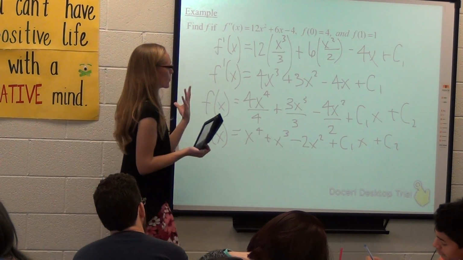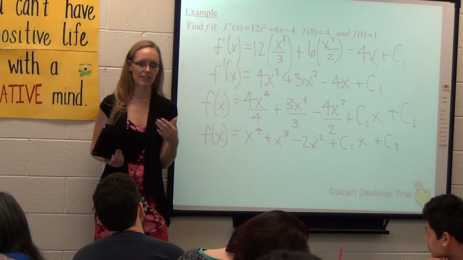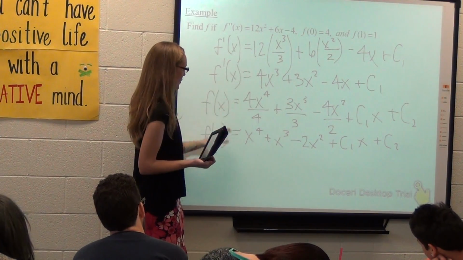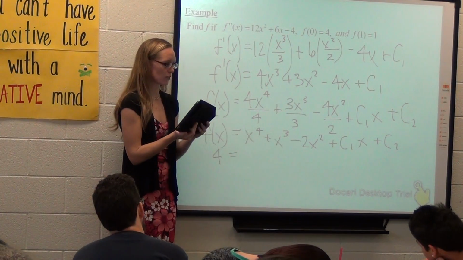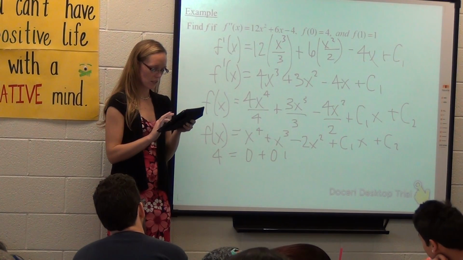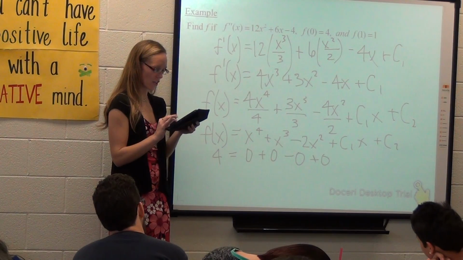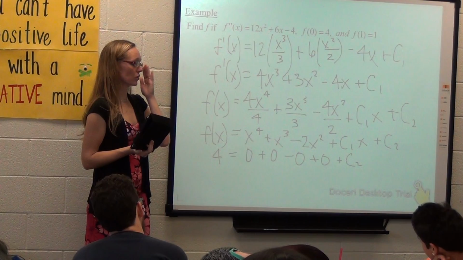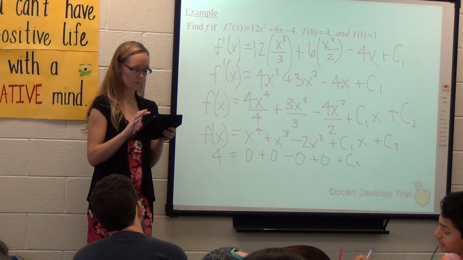Okay, I want to start with the information where I can plug in 0 for x. That's the easiest one because anything multiplied by x is going to turn to 0. So when I plug in 0 here, my function is equal to 4. So 4 is equal to 0 to the 4th power, which is 0, plus 0 to the 3rd power, minus 0, plus c sub 1 times 0, plus c sub 2. So c sub 2 is equal to 4, because when we plug in zeros for all these x's, then we're going to get 4 right there.